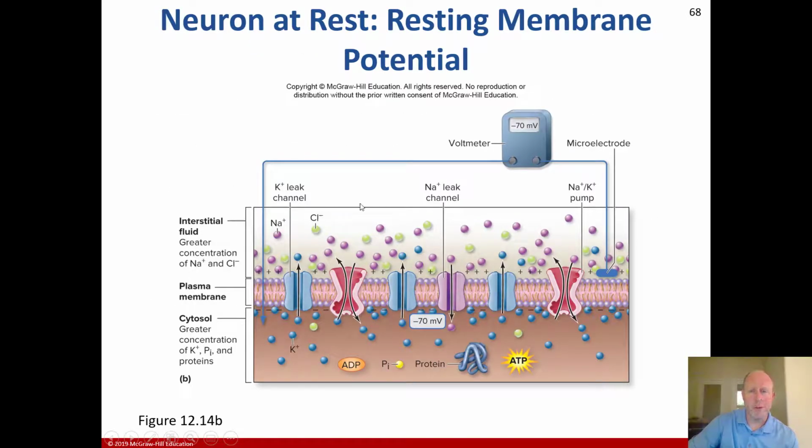Here we have a neuron at rest with resting membrane potential. We see the interstitial fluid outside, the plasma membrane, and the cytosol. You can see a greater concentration in general of sodium and chloride outside the cell in the interstitial fluid, and a greater concentration in general of potassium and phosphate inside the cell. We have our sodium-potassium pumps, and our leak channels, this being a potassium leak channel. Then we have our sodium leak channels as well, shown as purple here. Our resting membrane potential at the moment is negative 70 millivolts.